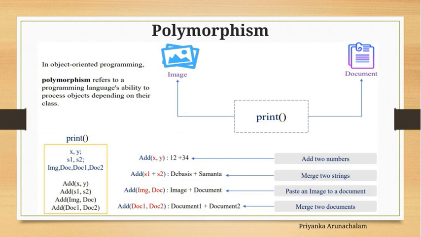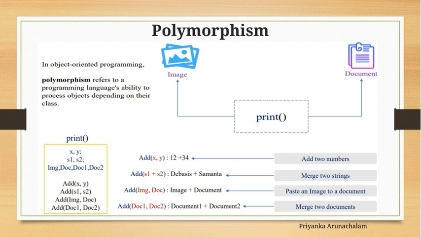Let's dive into the concept of polymorphism. Polymorphism is a fundamental principle in object-oriented programming that allows objects of different classes to be treated as instances of a common superclass. Essentially, it enables us to write code that can work with objects of various types through a shared interface. This is incredibly powerful because it promotes flexibility and reusability in our code.